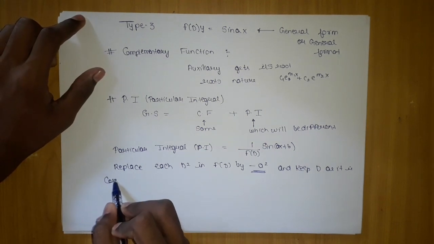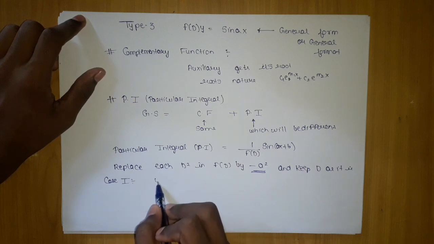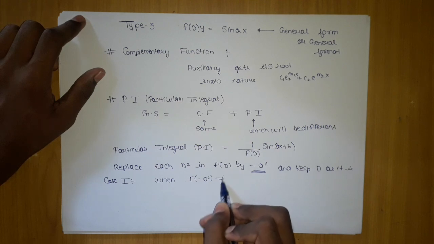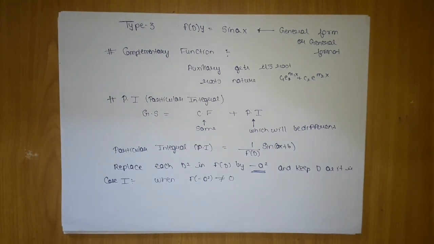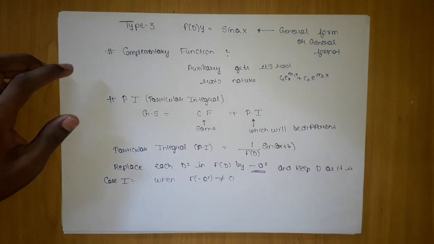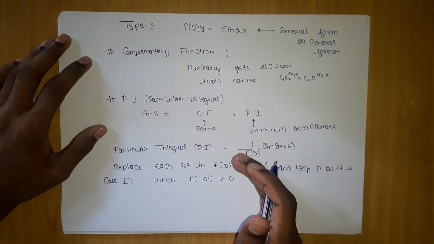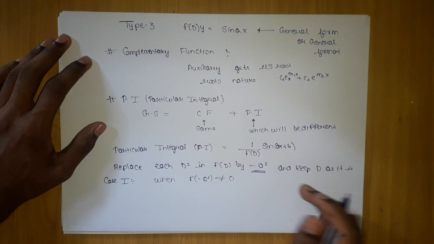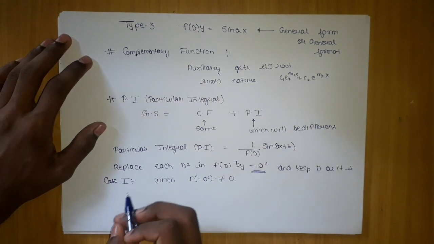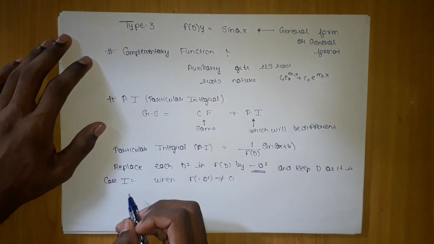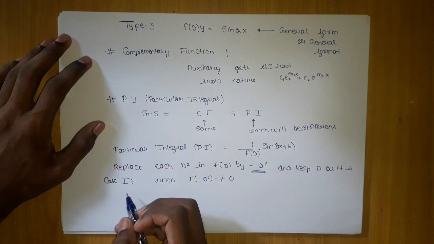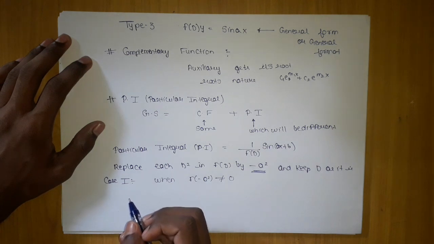So let's discuss case 1. In case 1, we see when f of minus a square is not equal to 0. It is nothing but, in f of D, wherever D square is present, you replace it by minus a square, and after doing that, if you get this function not equal to 0, then it is similar to the condition f of a not equal to 0 in e to the power ax. Here also we are going to check that f of minus a square should not be equal to 0.